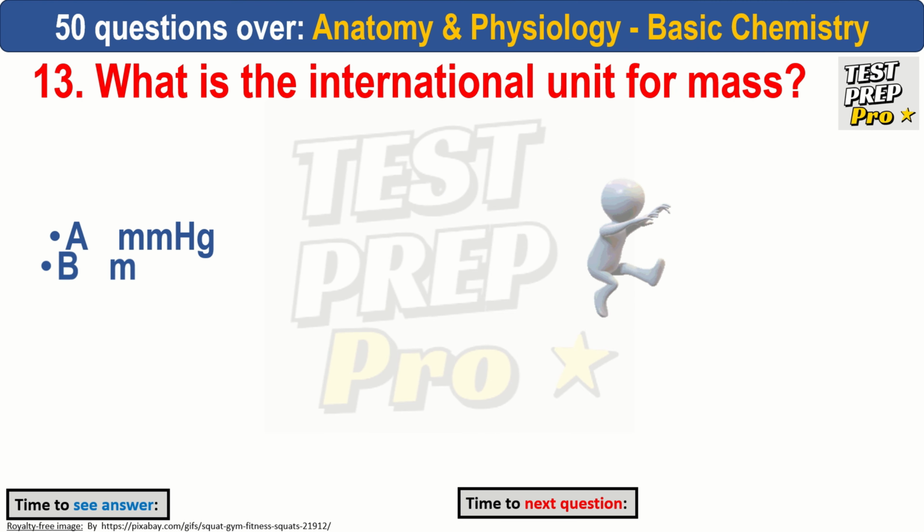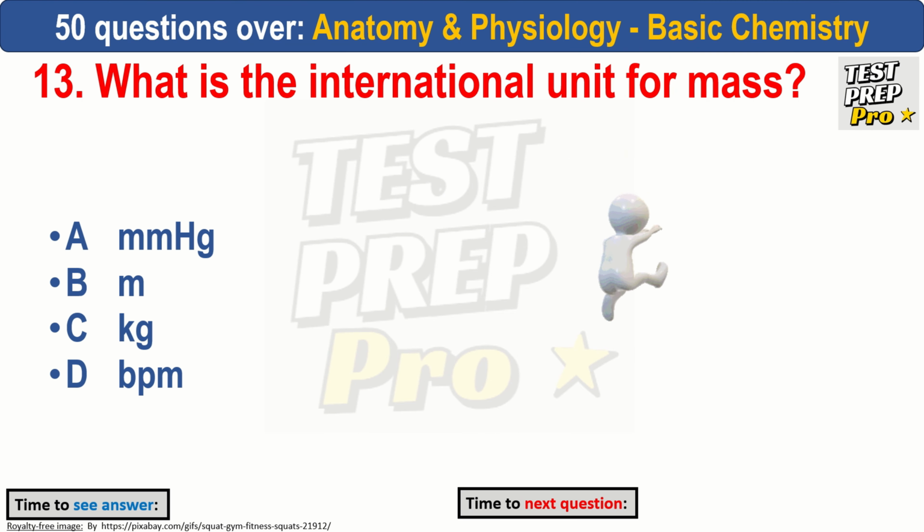What is the international unit for mass? Option A is mmHg. Option B is M. Option C is kg. Option D is BPM.